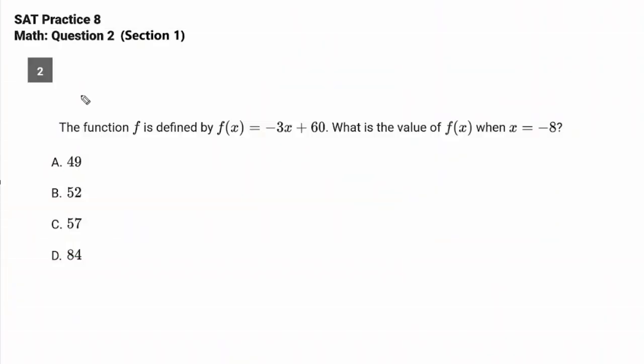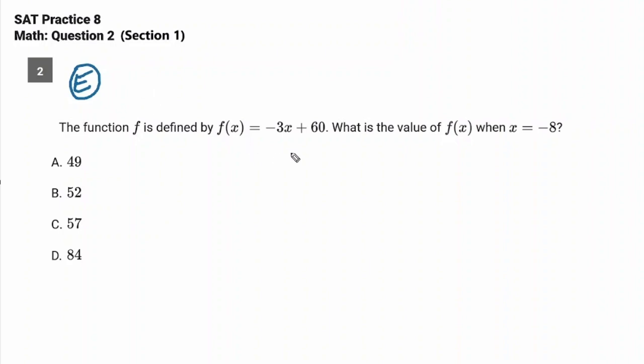We're on SAT Practice Test 8, Math Section 1, Question 2. Level of difficulty is very, very easy. ETS is begging you to get this question right. The function f is defined by f of x equals negative 3x plus 60. What's the value of f of x when x equals negative 8? It's a function. Can you follow directions? Awesome. Then you can do a function.